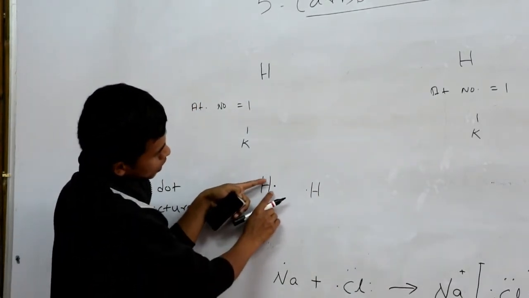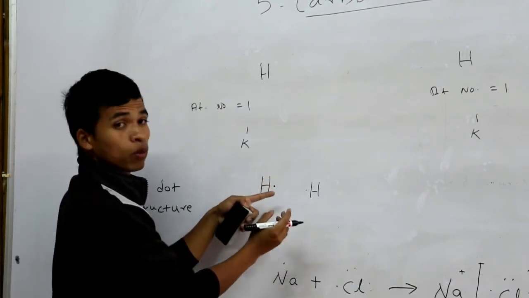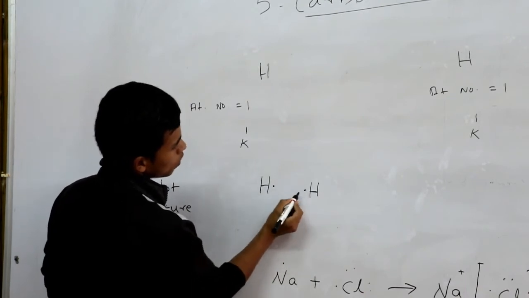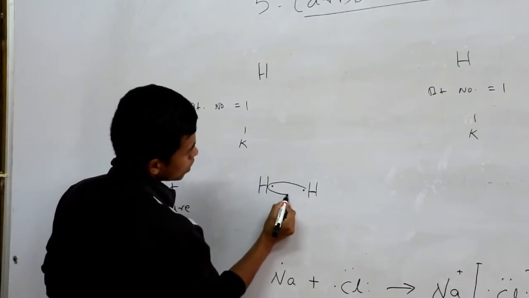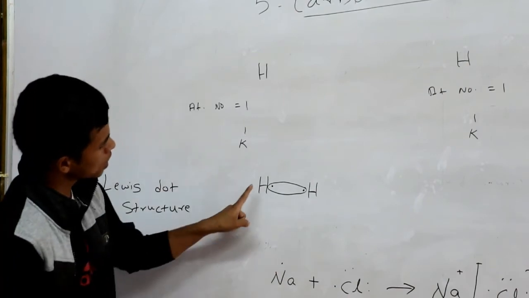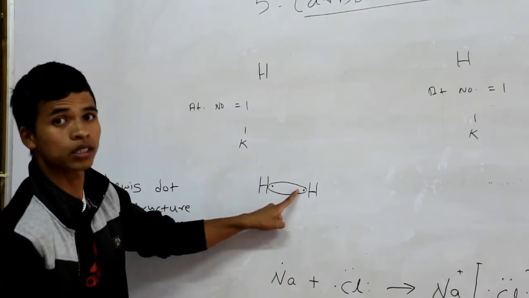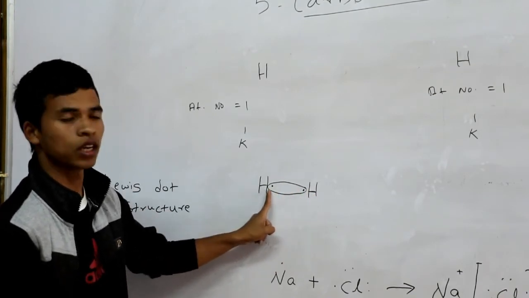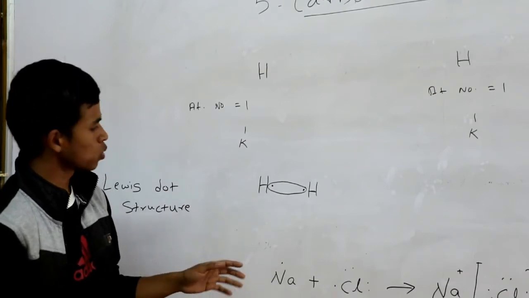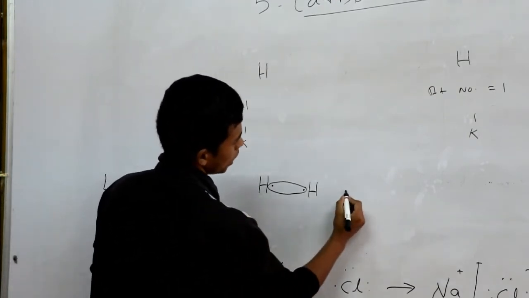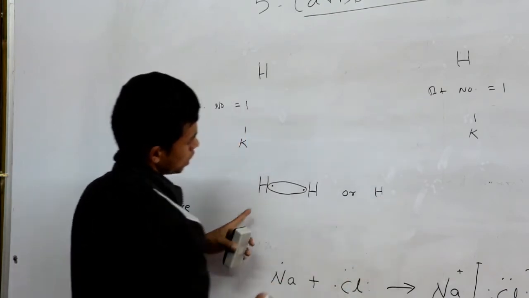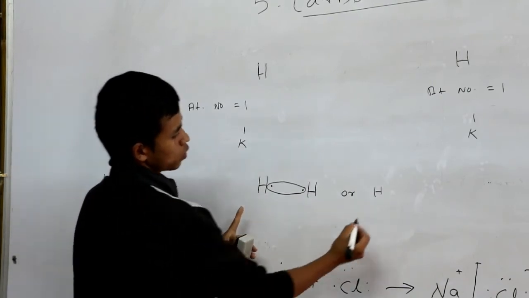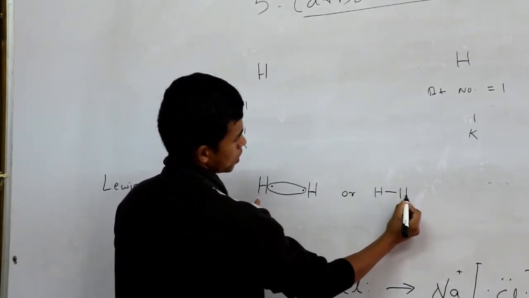So what do they do? They cannot give away this electron. Instead, they want one more for themselves. So when they are close to each other, they will share this electron pair. If they share this electron pair, this hydrogen atom will have 2 electrons in the outermost shell, and so will this hydrogen atom. So in this way, they are stable. Because there is one pair of electrons shared between these 2 hydrogen atoms, we represent it by a single line like this.